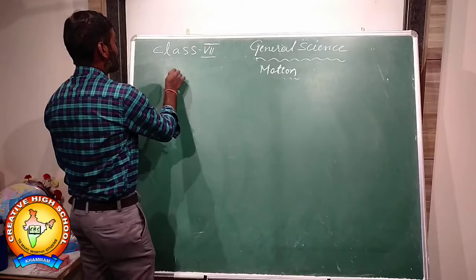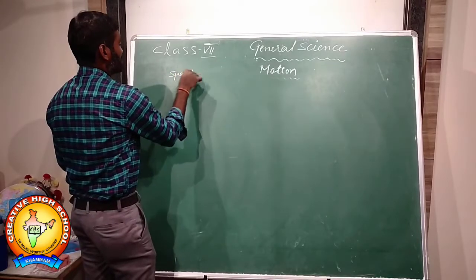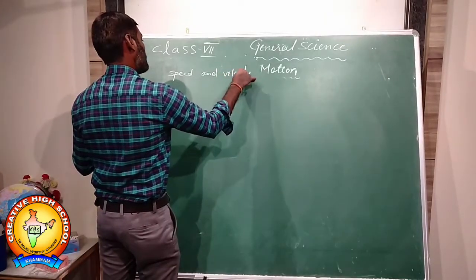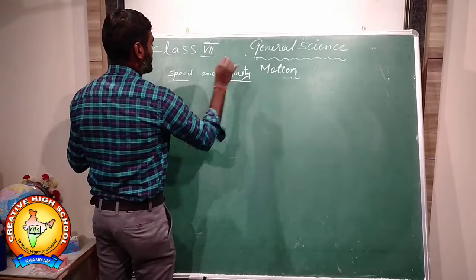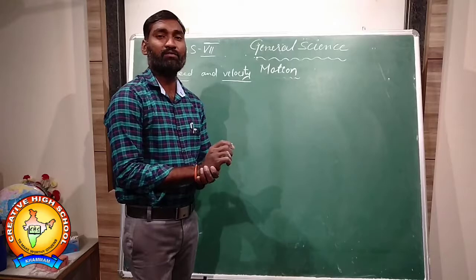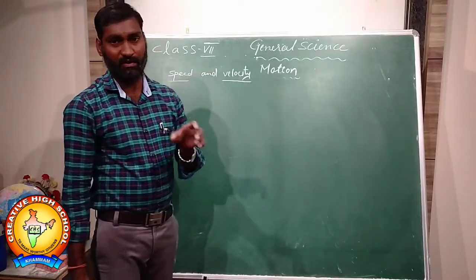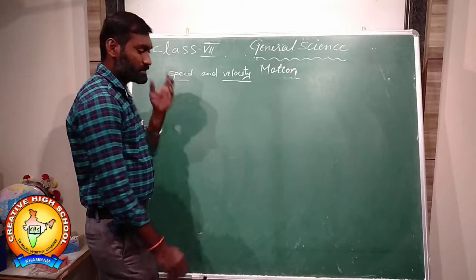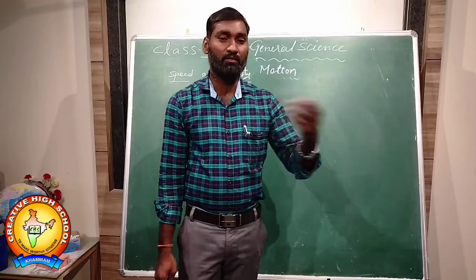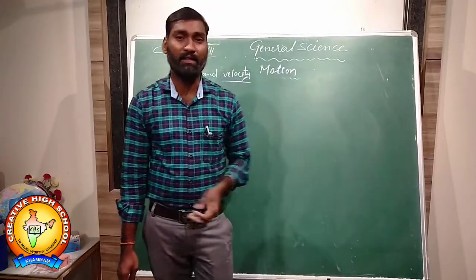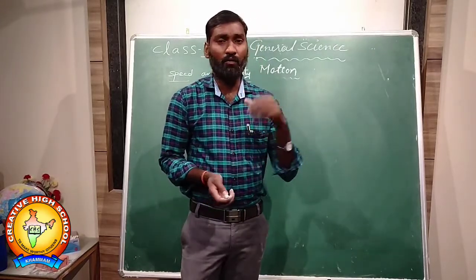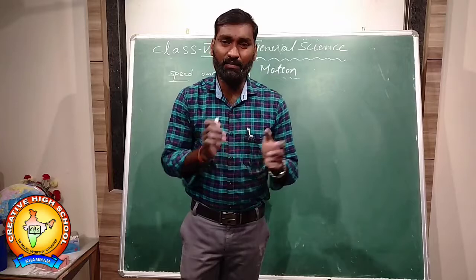Next, speed and velocity. We have already discussed what distance is and what displacement is. Now speed. This word we hear in daily life: the vehicle is going at very high speed, the airplane is moving at speed, the train is moving at very high speed. We hear the word speed so many times in daily life, but we don't actually know what speed is.